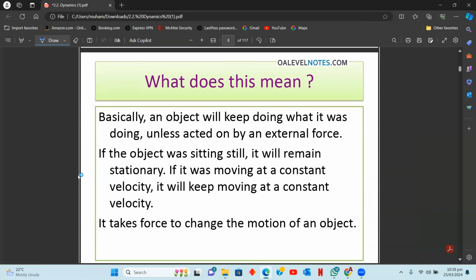Object will keep doing what it was doing unless acted on by an external force. If the object was sitting still, it will remain stationary. If it was moving at a constant velocity, it will keep moving at a constant velocity. It takes force to change the motion of an object. Basically, it reinforces the same concept of ours that force can change the motion of an object. So the same thing is reinforced through the first law and its application as well.